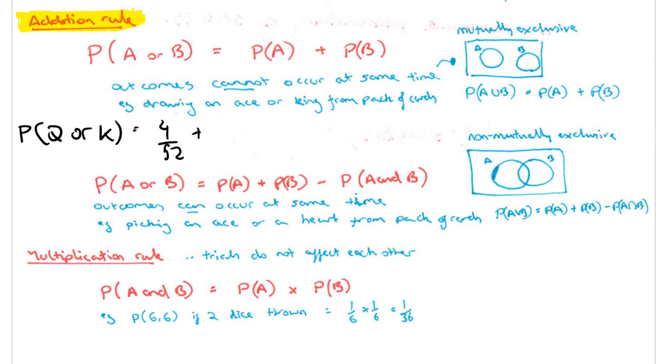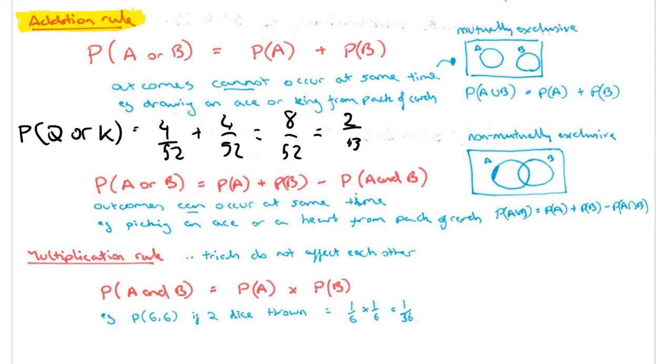And the probability of drawing a king is equal to 4 over 52. Because you can't get a king and a queen on one card, that total probability is going to be 8 over 52, which is just equal to 2 over 13 in its simplest form. So you can see why they're mutually exclusive there.